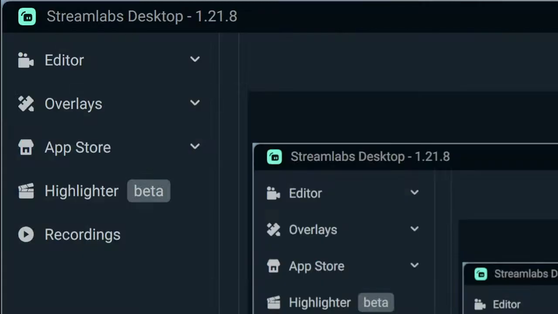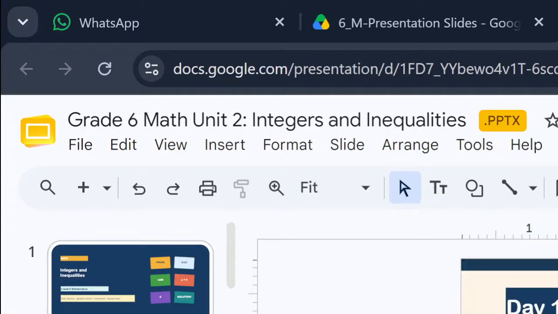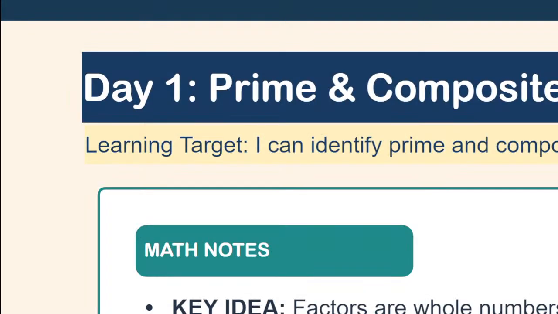So, Unit 2, Integers and Inequalities. This is day 1, prime and composite numbers. The idea is that factors are whole numbers you multiply together to make a number. A prime number has exactly two factors, one and itself. A composite number has more than two factors and can be built from smaller whole numbers. Special case: the number 1 has only one factor, so it's neither prime nor composite.